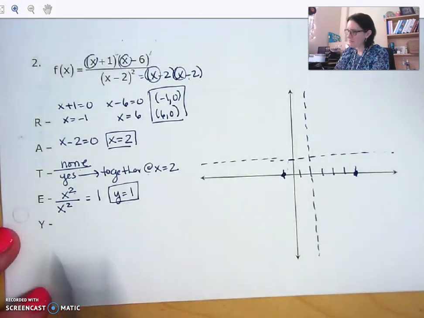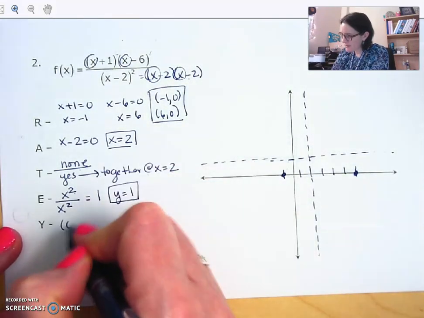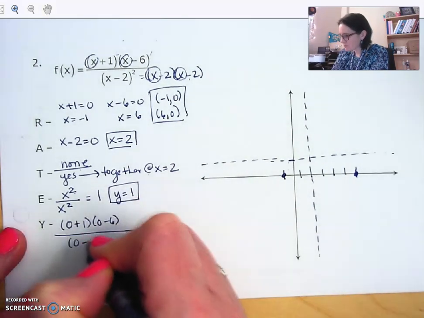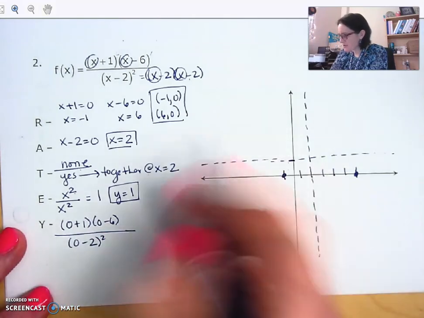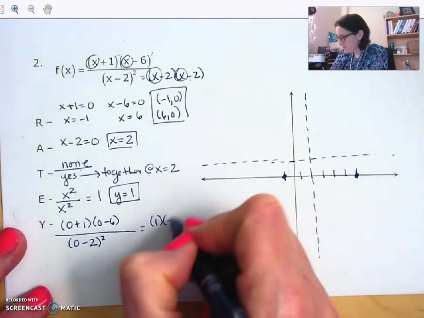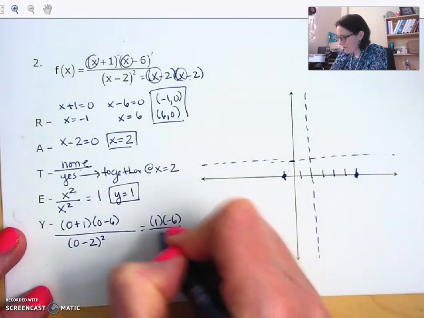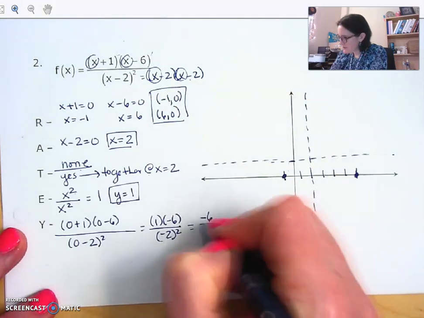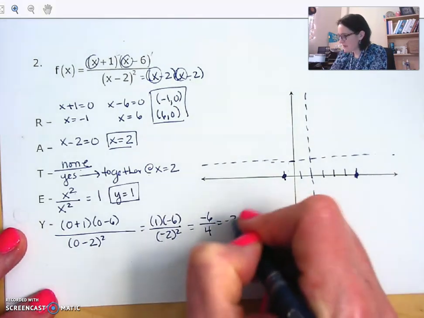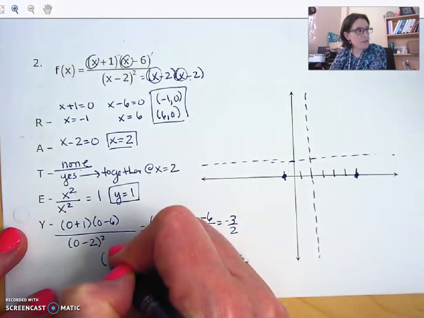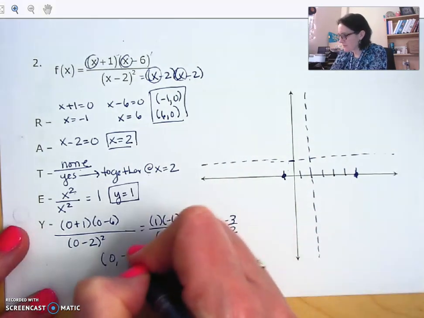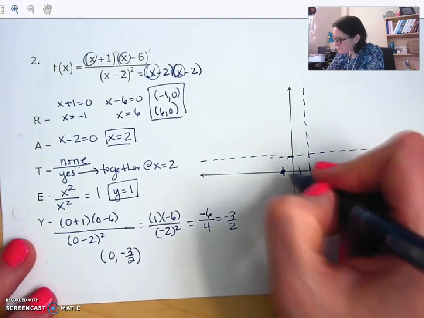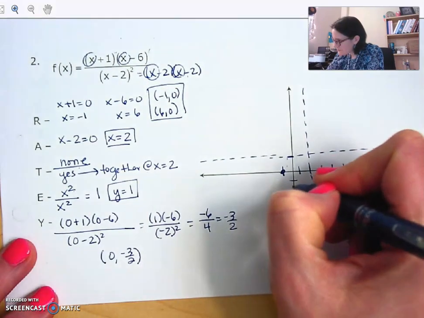And then y-intercept, I'm going to plug 0 everywhere I see an x. Order of operations says to do parentheses first. Now my exponents and multiplying, so negative 6 over positive 4 is a negative 3/2. So I have a y-intercept at 0, negative 3/2. So that's 0, negative 1.5, which is about right here.